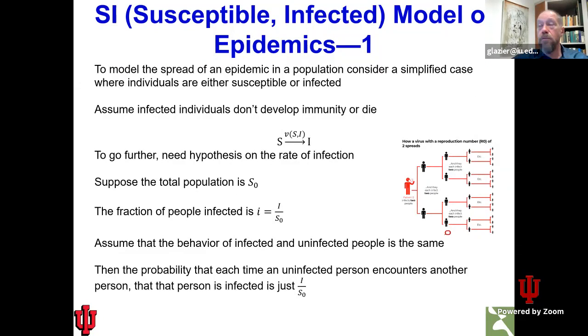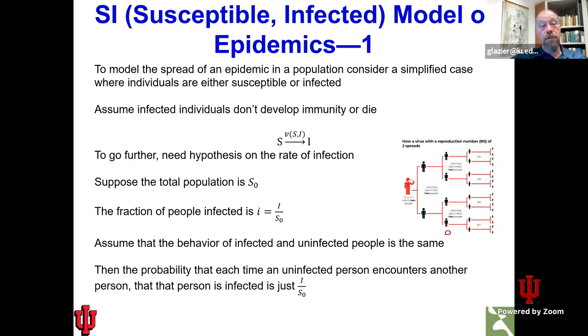So we're going to model the spread of this disease, and we're going to assume that people are either susceptible or infected. We're going to assume that infected individuals neither become more immune nor die, both of which are probably not very good approximations. And so we're going to draw that as the simplest possible arrow diagram, which is S goes to I. I'll try to use the Roman S and I to represent the species names and the italic forms to represent the amounts. And the rate of conversion between susceptible and infected is some speed, v, which could in principle depend on S and I. There's nothing else in the model, so it can't depend on anything else.